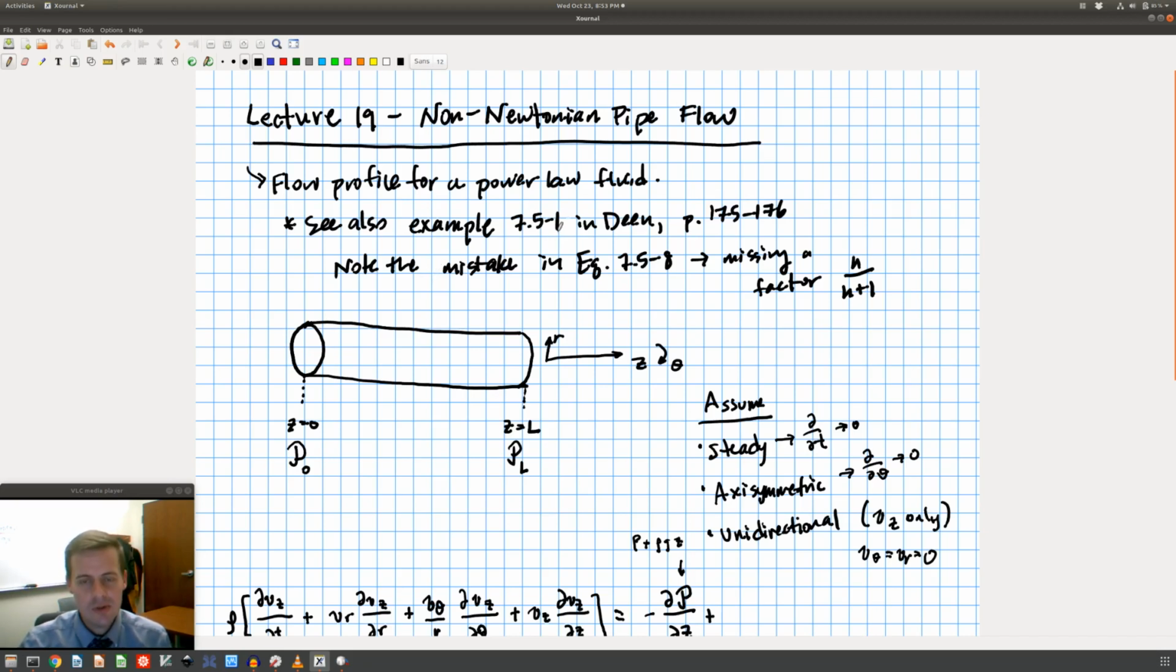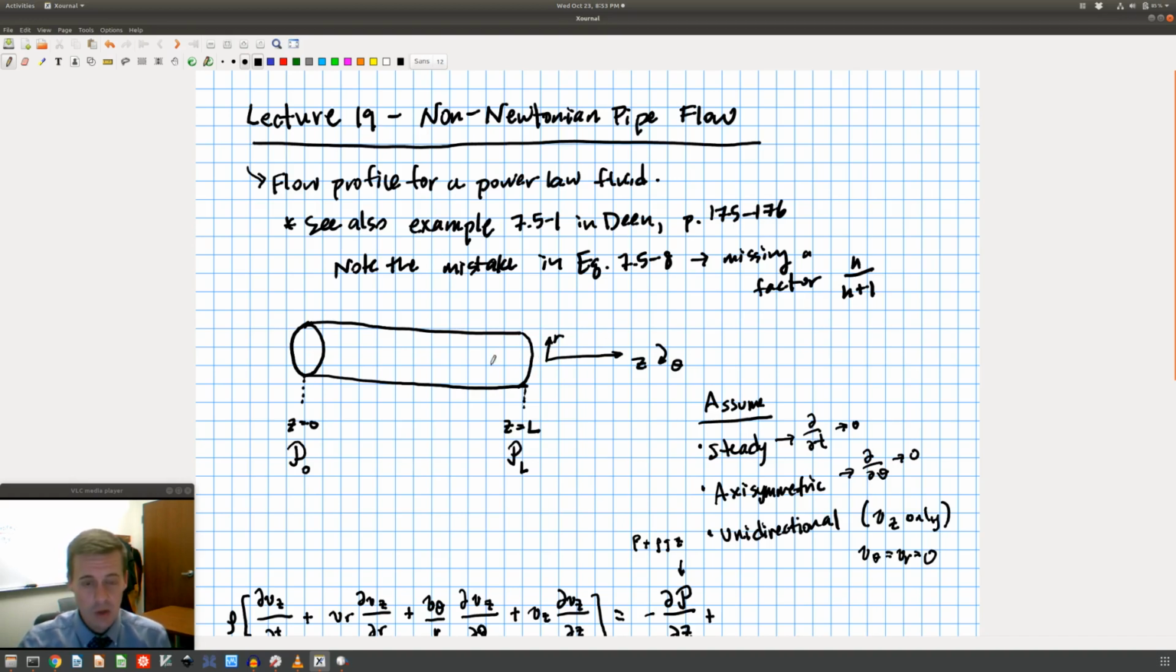So example 7.5-1 in your book on page 175 to 176 does this out for you. But in that example, there's a mistake in one of the equations. Equation 7.5-8 is missing a factor of n over n plus 1. I just wanted to point that out. That difference should hopefully come out in our derivation.